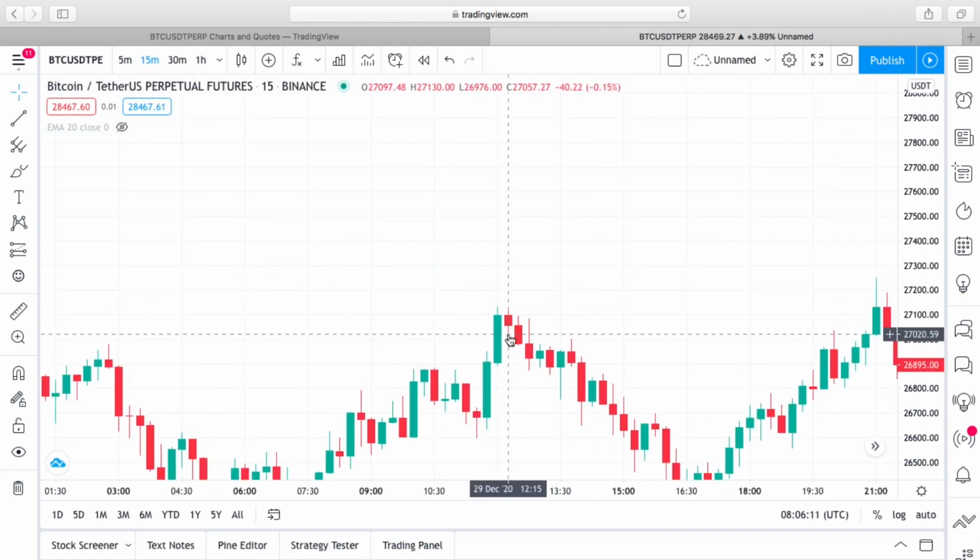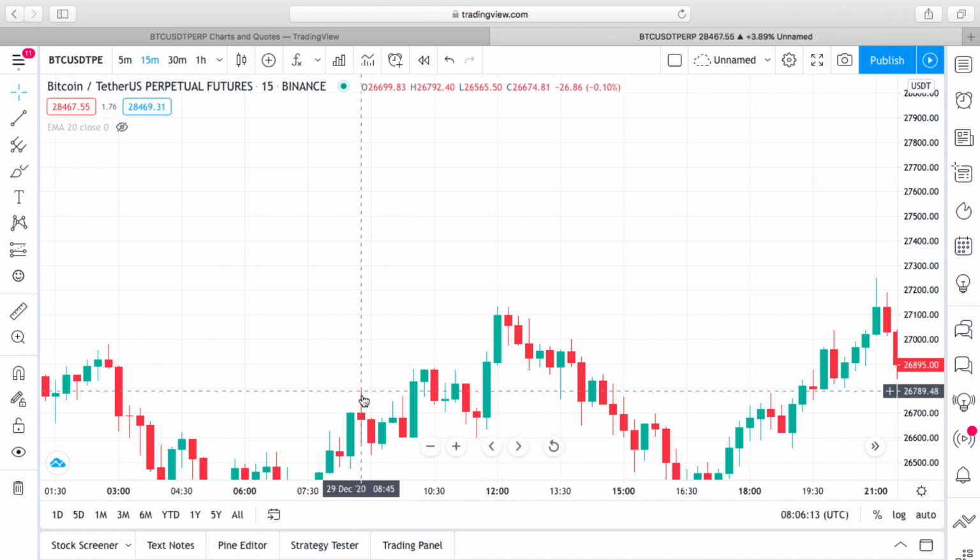So this is what I call a wick. All these things, this tiny line. So whenever you see them, this shows you that the price actually reached this level before closing at this level. You understand? The price actually reached this level before closing at this level.